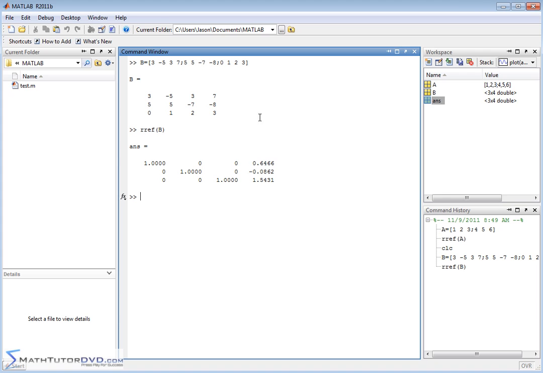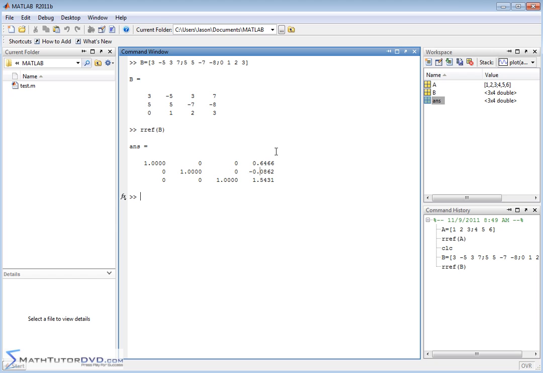So these two matrices, even though they look different, they really represent the same system of equations. Just like two different fractions can look different, but they're the same thing. So this one is 1x plus 0y plus 0z is equal to this number. And this is 0x plus 1y plus 0z is equal to this number, and so on. So what you really can do is read off the answers directly. x is equal to 0.6466, y is equal to negative 0.0862, z is equal to 1.5431. So that's it. That's the row reduced form. And that's why it's useful.